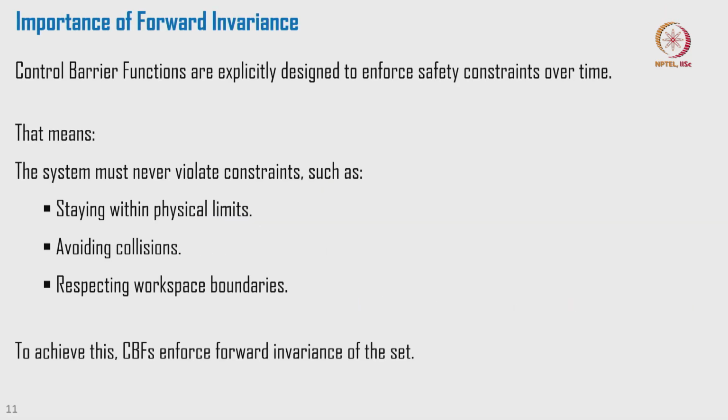Okay. So what is the importance of forward invariance? It is explicitly designed to enforce safety constraints over time. Okay. What is the time? You have gone through the idea that at t equal to 0, if the trajectory or the state of the system is inside the set, then for t greater than or equal to 0, that means any time in future when the drone is functioning, it should be inside the same set, right. So the system must never violate the constraints such as staying inside or within the physical limits.